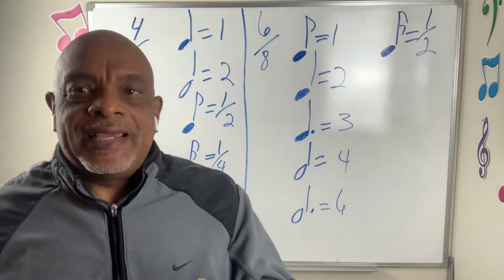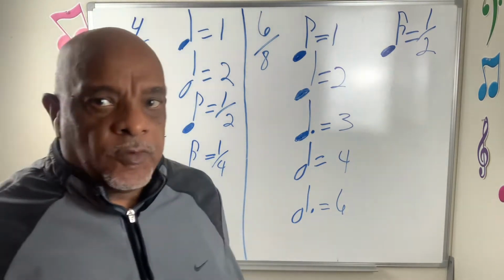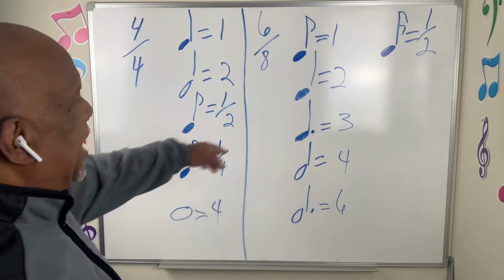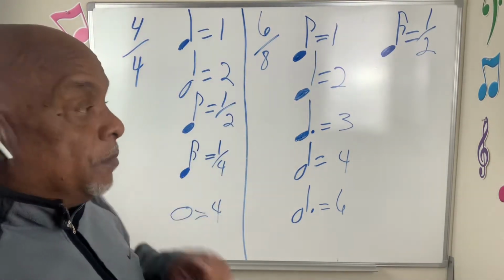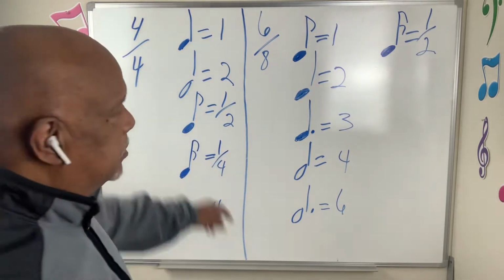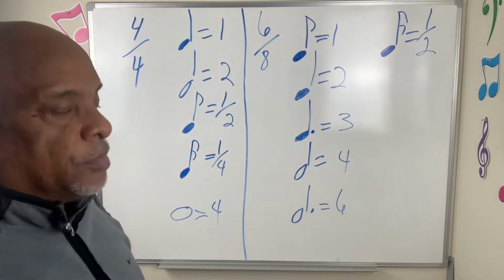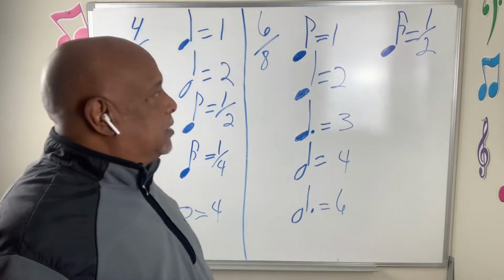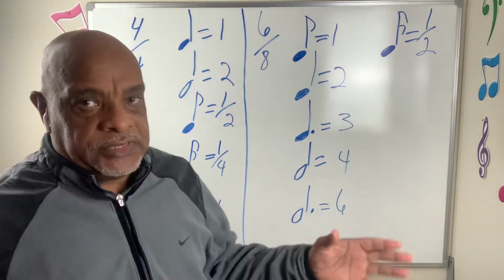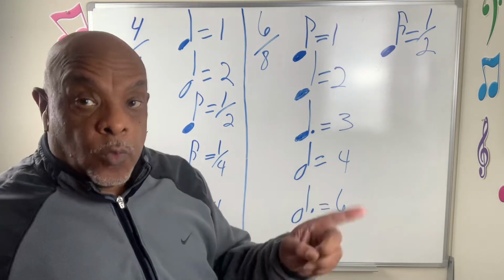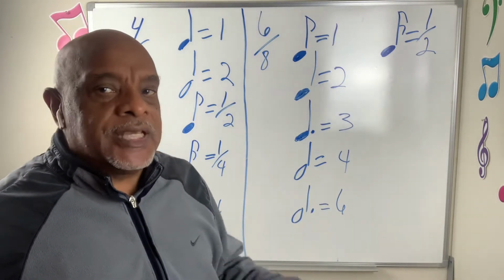Now, as a quick review, before we go into some rhythms, let's look at 4/4 time and 6/8 time. If you remember, the top 4 means there are 4 beats in a measure. The bottom 4 means that the quarter note gets 1 beat. And in 6/8 time, the top 6 means there are 6 beats in a measure, and the 8th note gets 1 beat.